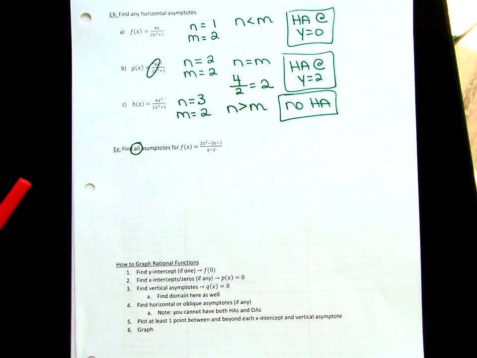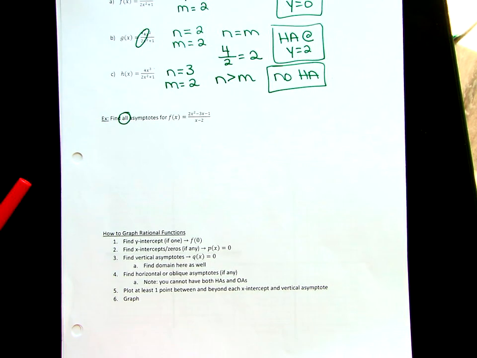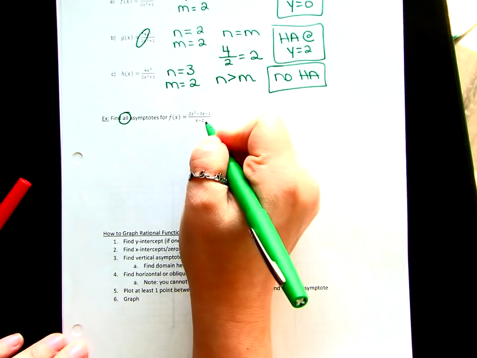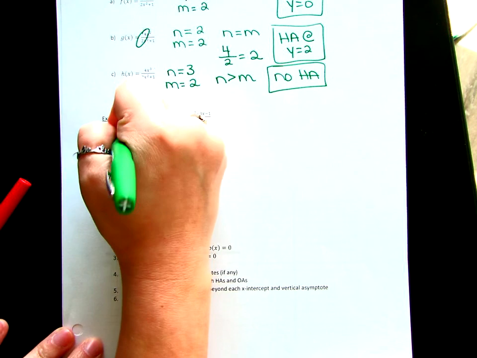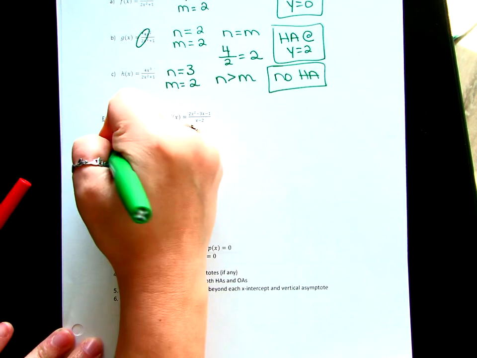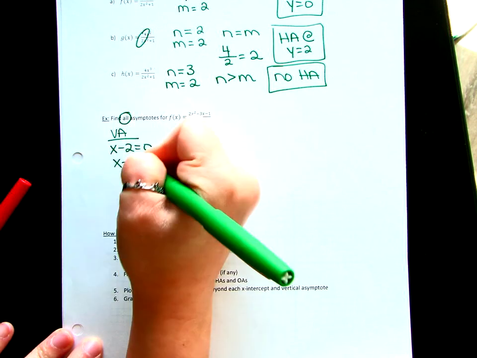I always recommend starting with vertical asymptotes first. I think those are easiest to come by, and so I recommend starting there. If we are starting with our vertical asymptotes, that's where we just set our denominator equal to 0. So that's over here. Vertical asymptotes will be when x minus 2 equals 0. So x equals 2 is where our vertical asymptote will happen.